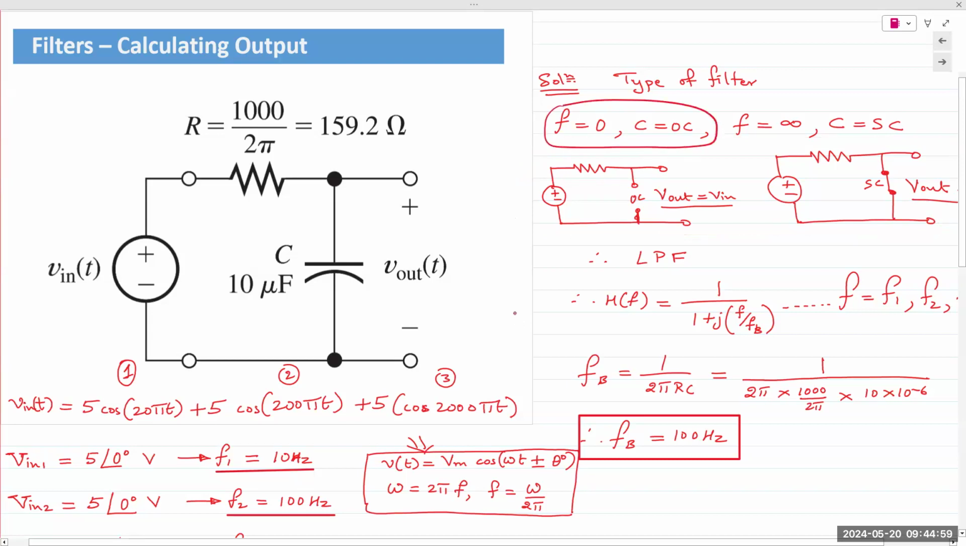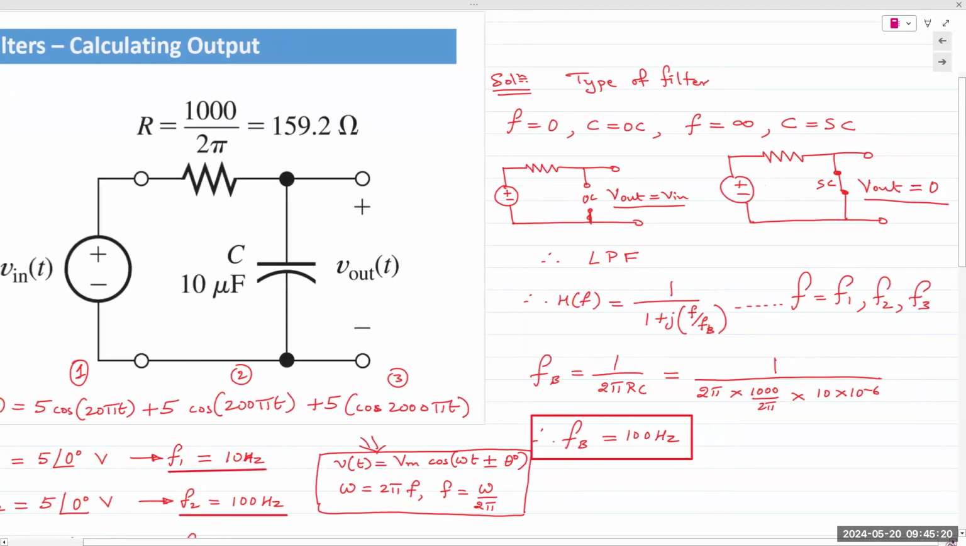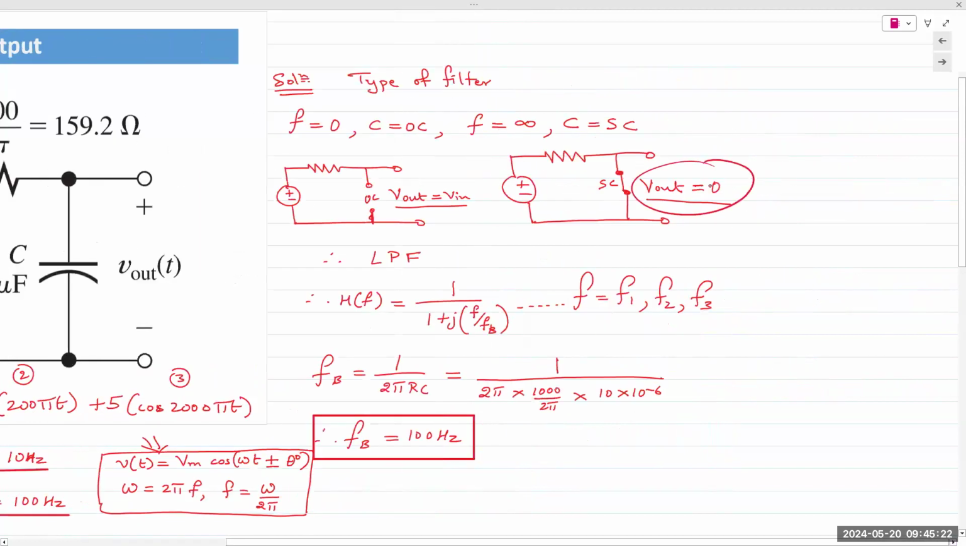When frequency tends towards 0, the capacitor behaves like an open circuit. So we model the circuit and we determine that V out would be equal to V in at low frequencies. When F tends towards infinity, the capacitor behaves like a short circuit. Output goes to 0. So for high frequencies, output is 0. For low frequencies, output is equal to V in. So it's a low pass filter.